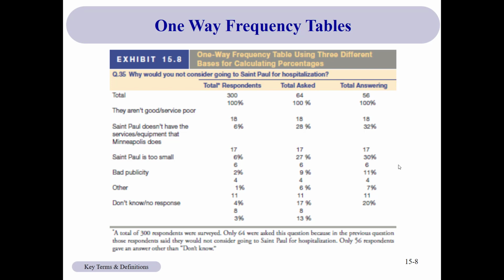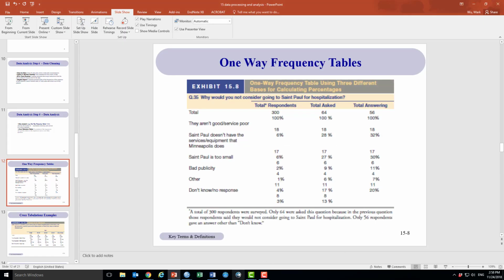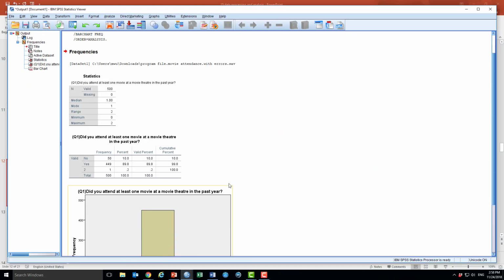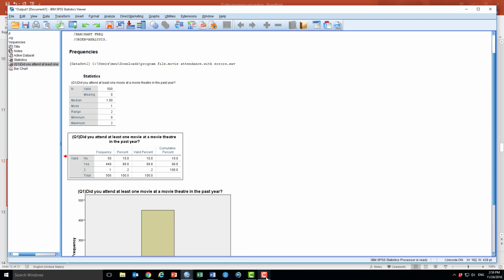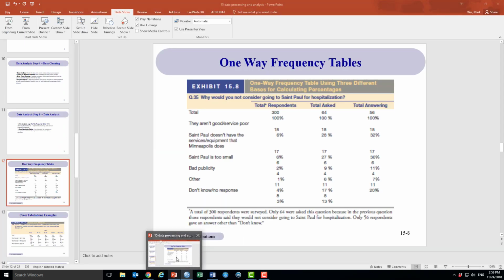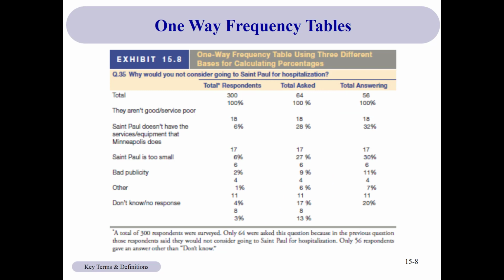If you remember, in the previous video we ran this data cleaning. Let's go back a little bit to take a look at what we actually ran. It's very similar: did you attend at least one movie at the movie theater in the past? This is an example of a frequency table as well, a one-way frequency table. So you can pretty much easily get this done in SPSS software. So let's go on.